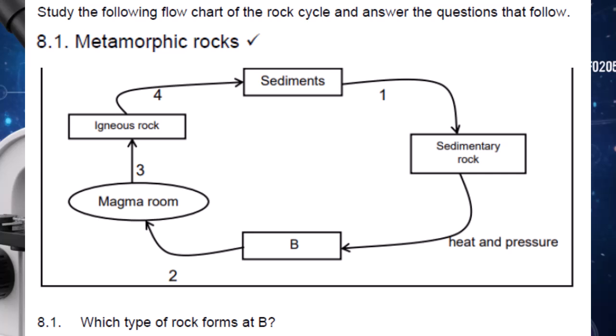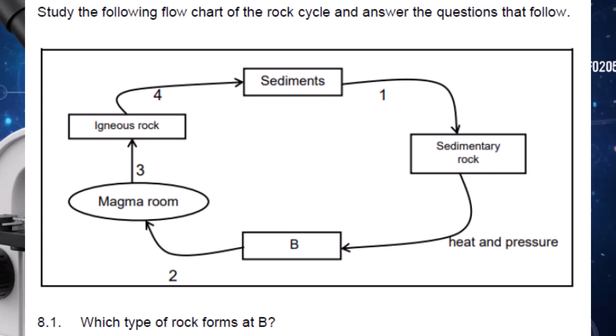Right. Q8.2 asks us to explain what's happening during specific numbered processes on the chart. Let's take process 2, which goes from metamorphic rock to magma. If metamorphic rock, which is solid, turns into magma, which is molten rock, what must have happened? It must have melted. So process 2 is melting. Extreme heat deep within the Earth melts the rock.